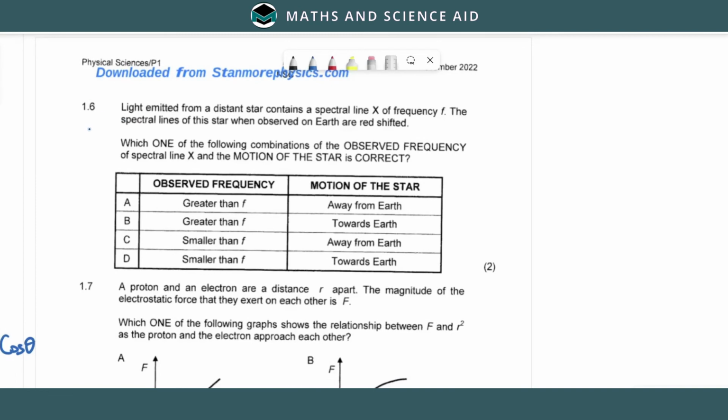And now 1.6 says that light emitted from a distant star contains a spectral line X of frequency f. The spectral lines of this star, when observed on Earth, are red-shifted. Which one of the following combinations of the observed frequency of spectral line X and the motion of the star is correct? So the key thing is that when observed on Earth, these spectral lines are red-shifted. Red-shifted means that the spectral lines are observed at lower frequencies.